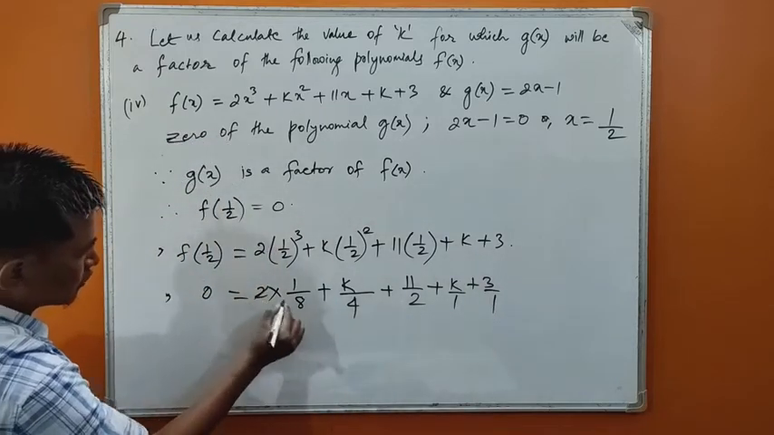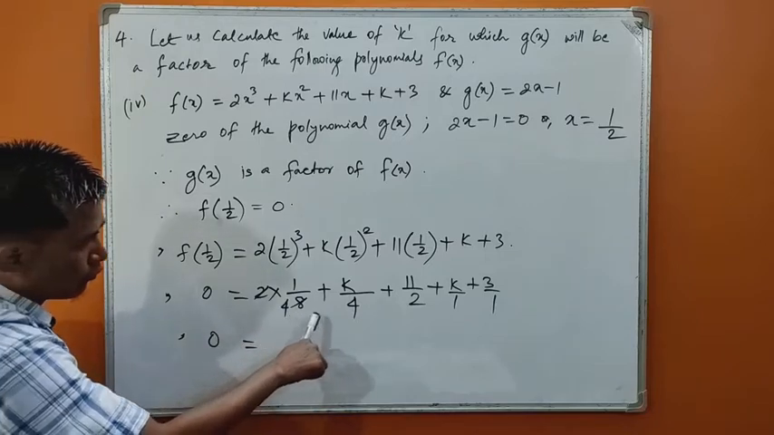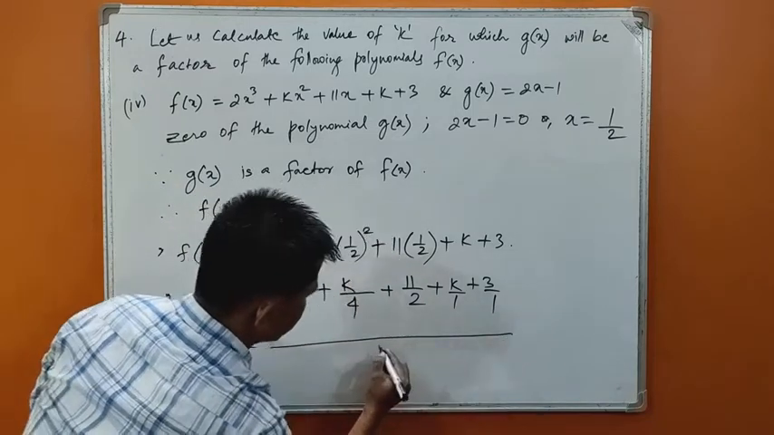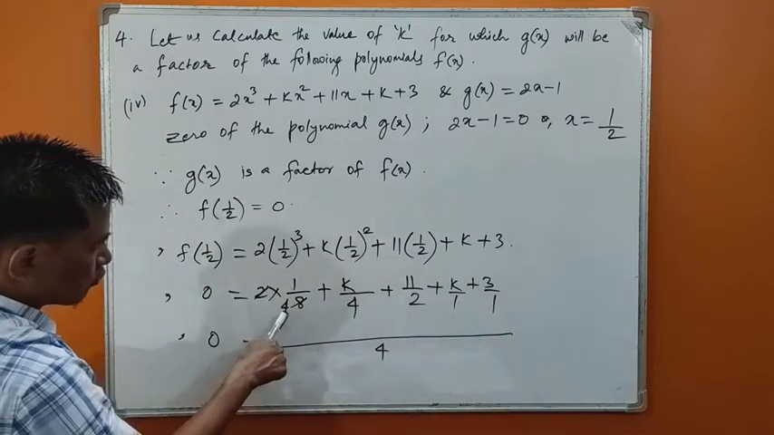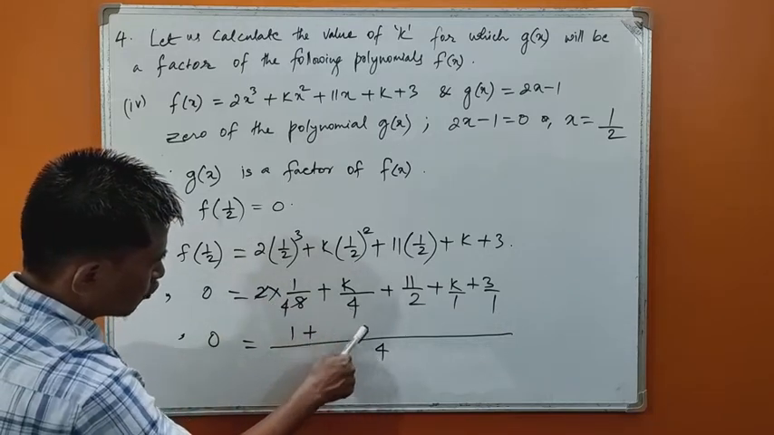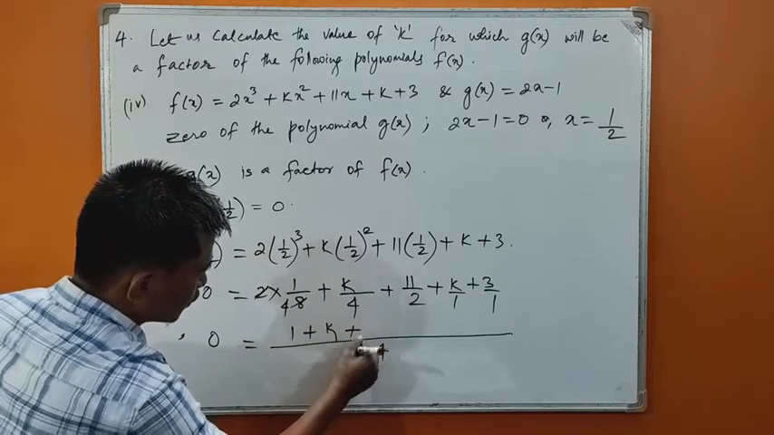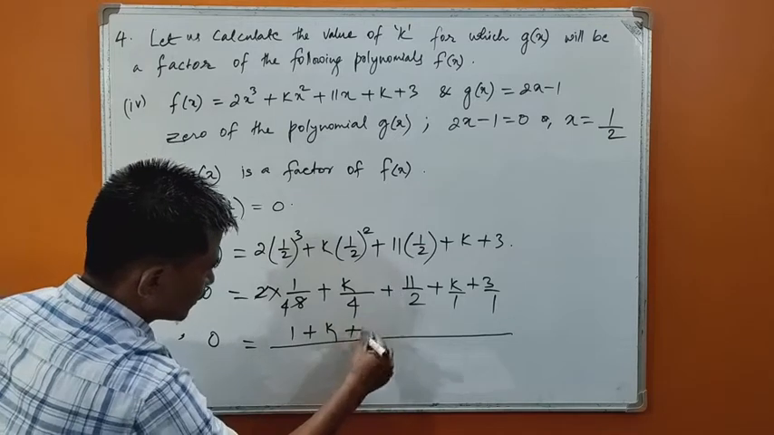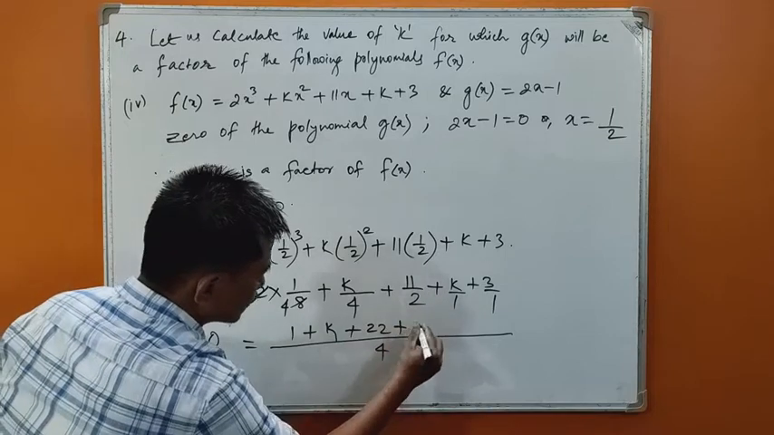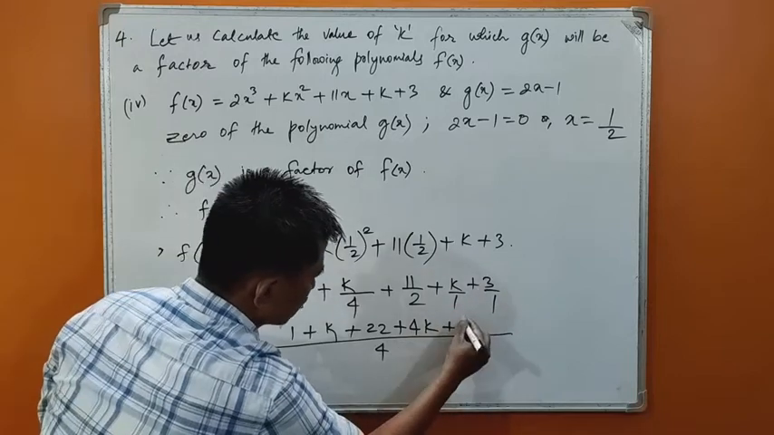1, 2 ones are 2, 2 fours are 8, or 0 equals, now we have 4, 4, 2, 1, 1. The LCM will be 4, isn't it? LCM will be 4. So 4 ones are 4. That 1 into this 1 is 1. Plus 4 ones are 4. This 1 into this k is k. Plus 2 twos are 4. That 2 into 11 is 22. Plus 1 fours are 4. That 4 into k is 4k. Plus 1 fours are 4. That 4 into 3 is 12.